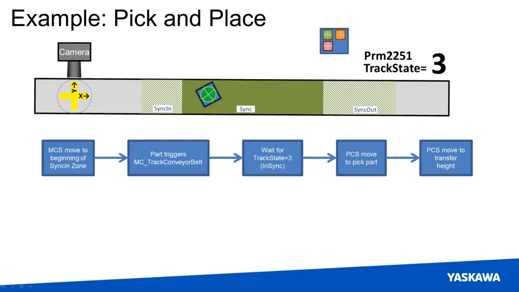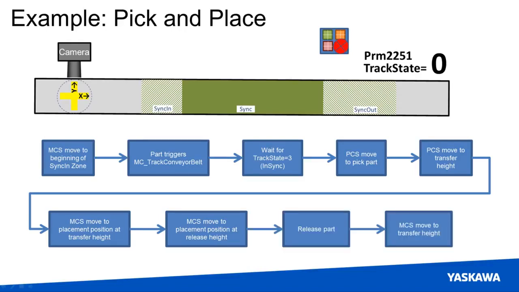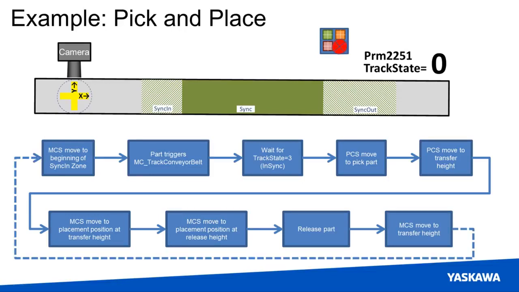Now I lift it up. It would actually still be tracking in this case. So even as I lift it up, it's still going to be moving along the x-axis of the conveyor because PCS moves do not cancel tracking. But now when I want to move it to where it goes, I am going to do an MCS move. And once I do that MCS move, now I have canceled tracking. And now I can do another MCS move to set down the part and release it. And then lift the mechanism again and move back to the beginning so that we can start all over.